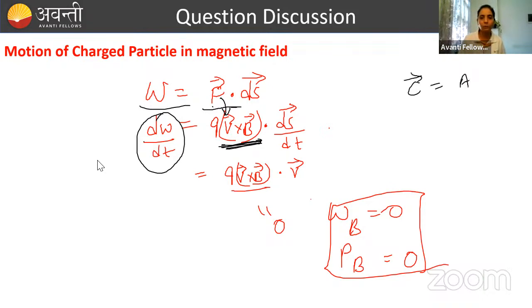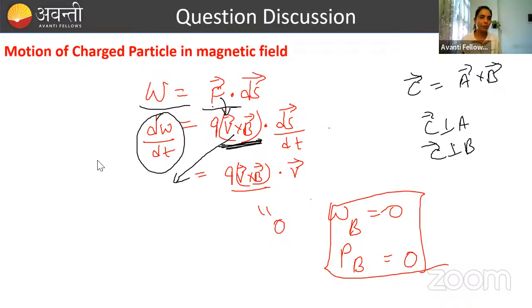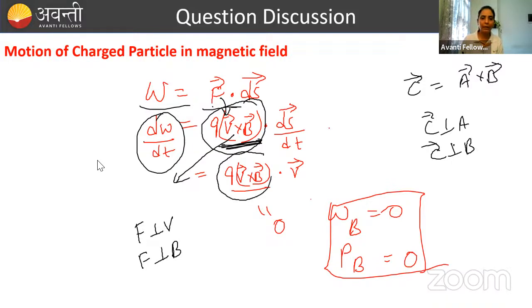If C equal to A cross B, it means C is perpendicular to A and also C vector is perpendicular to B. It means here also, if v cross B we are talking about, whatever is the resultant of v cross B, that is force. So force will be perpendicular to v also and force will be perpendicular to B also. So if this is perpendicular to velocity and we are doing F dot v, then F is what? Perpendicular to velocity. It means the angle between F and v is 90 degree. So their dot product is going to be 0.